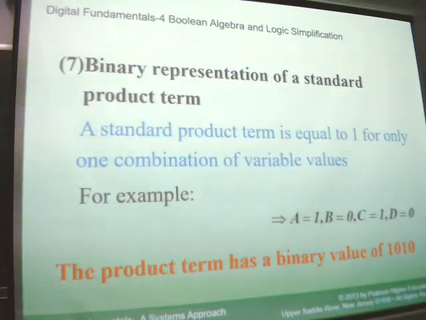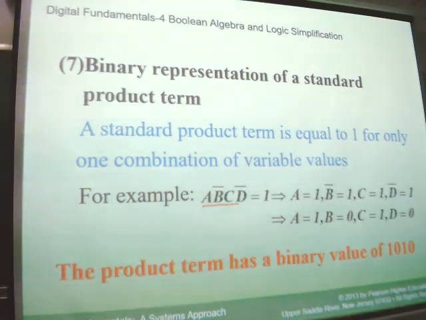Then binary representation for a standard product term. The binary representation for a standard product term is equal to 1 for only one combination of variable values. For example, A, B, C, D: if A, B bar, C, D bar equals 1, so A equals 1, B bar equals 1 so B equals 0, C equals 1, D equals 0. Because if D equals 0, D bar equals 1, we have to make it 1.